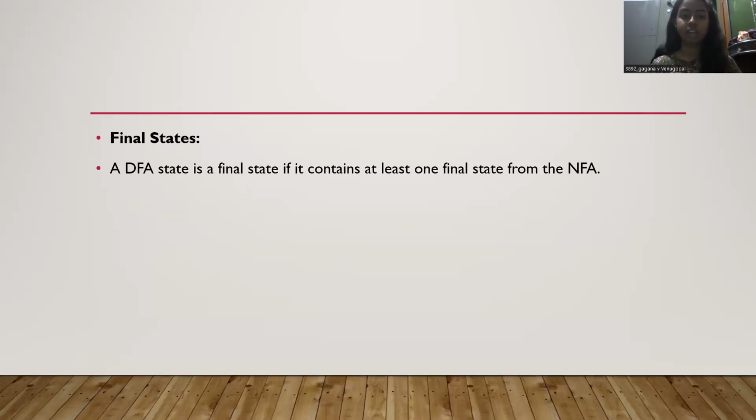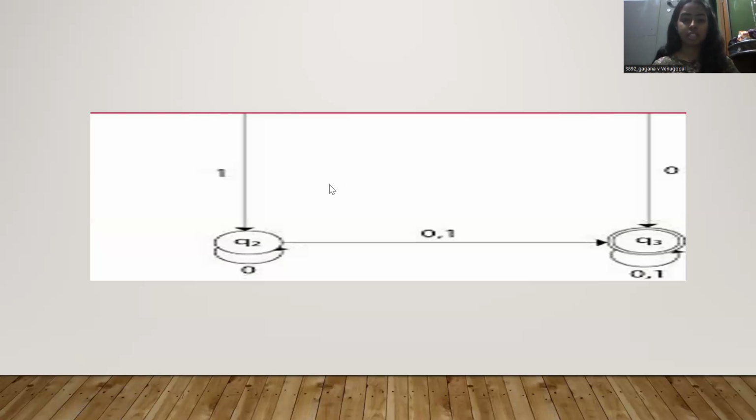Okay, what about the final state? A DFA state is a final state if it contains at least one final state from the NFA. So here you can see this is the initial state, and this is the final state. The state which encloses another circle within itself indicates that it is a final state, and an arrow pointing towards a state indicates that it is an initial state. An arrow with a self loop indicates that the state loops to itself on certain input.